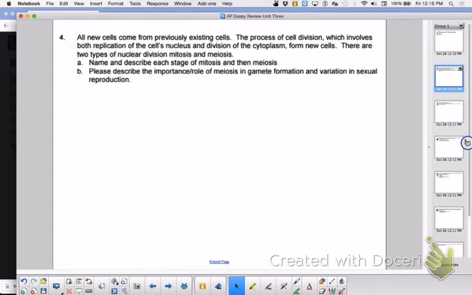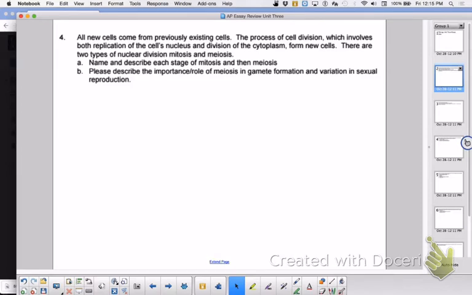The first one that is listed is: all new cells come from previously existing cells. The process of cell division, which involves both replication of the cell's nucleus and division of the cytoplasm. Okay, so tell me before I go any farther, when we say replication of the nucleus and division of the cytoplasm, what do we call division of the cytoplasm? Cytokinesis. Good. And then when we divide the nucleus, that's called mitosis. Good. To form new cells.